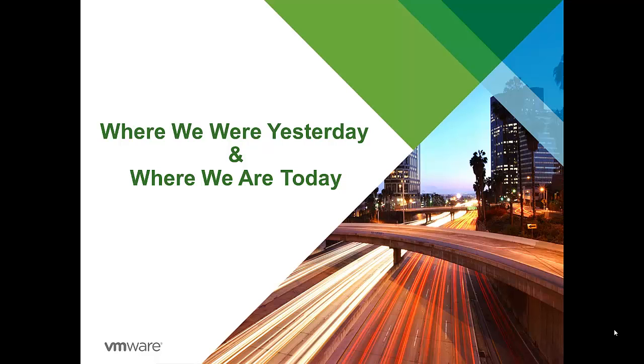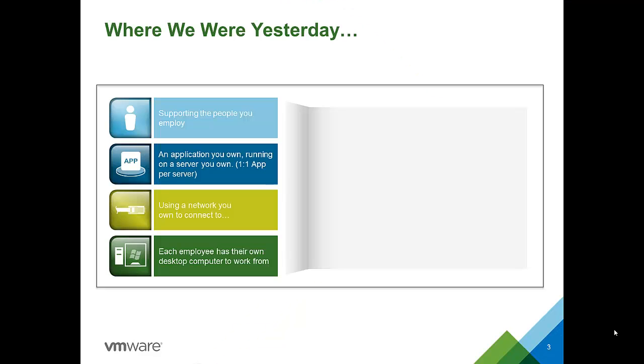First main topic is to talk about where we were yesterday as it compares to where we are today. Companies in the past wanted to control their assets through ownership of the network, and all the way down to individual devices that employees use to connect to the corporate network. What we were used to in the past was, first, we must of course support the people that we employ.